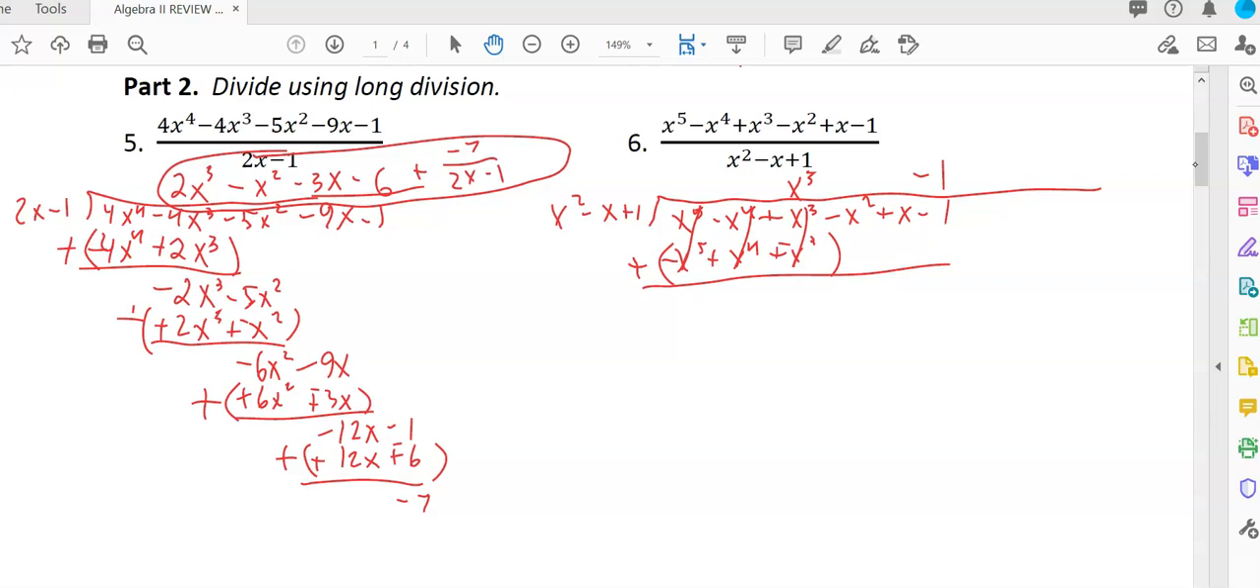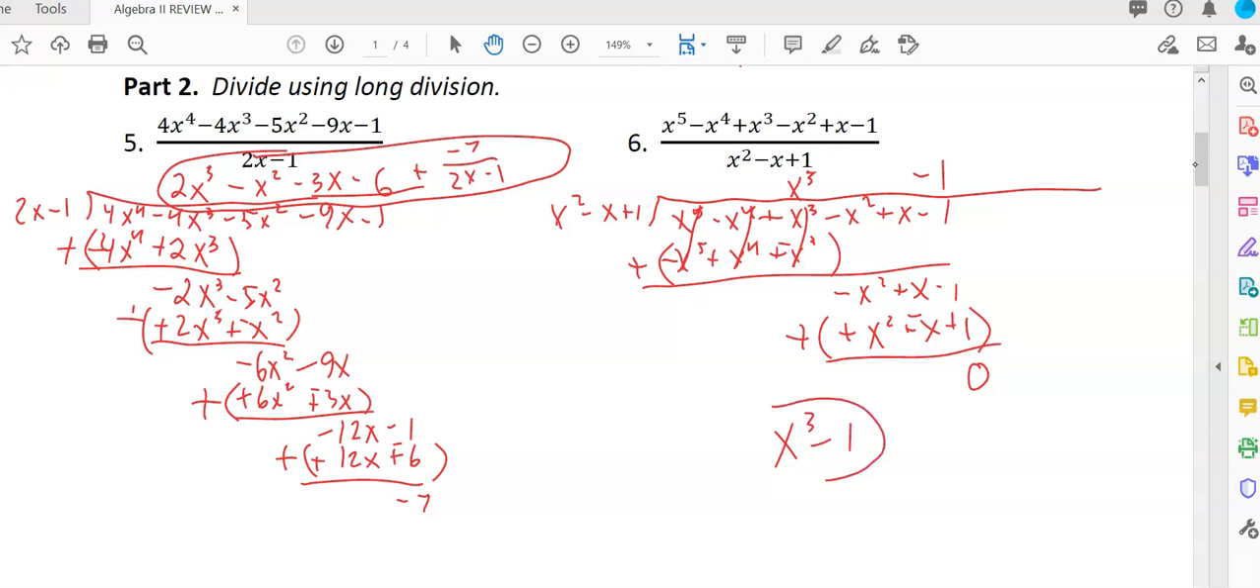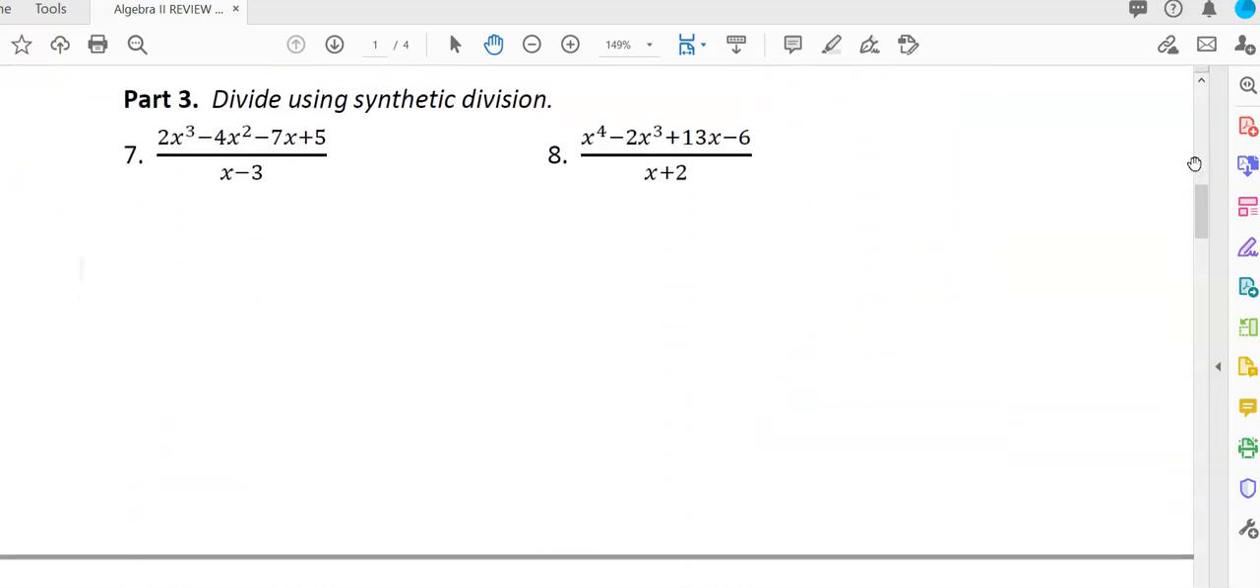So I'm going to bring down all those terms essentially. So negative x squared plus x minus 1. So x squared times negative 1 is negative x squared plus x minus 1. We have to subtract that though, so everything changes sign. Everything goes away. The remainder is 0. So my answer is x cubed minus 1 is my quotient, and there is no remainder. Pretty cool problem, the way that worked.